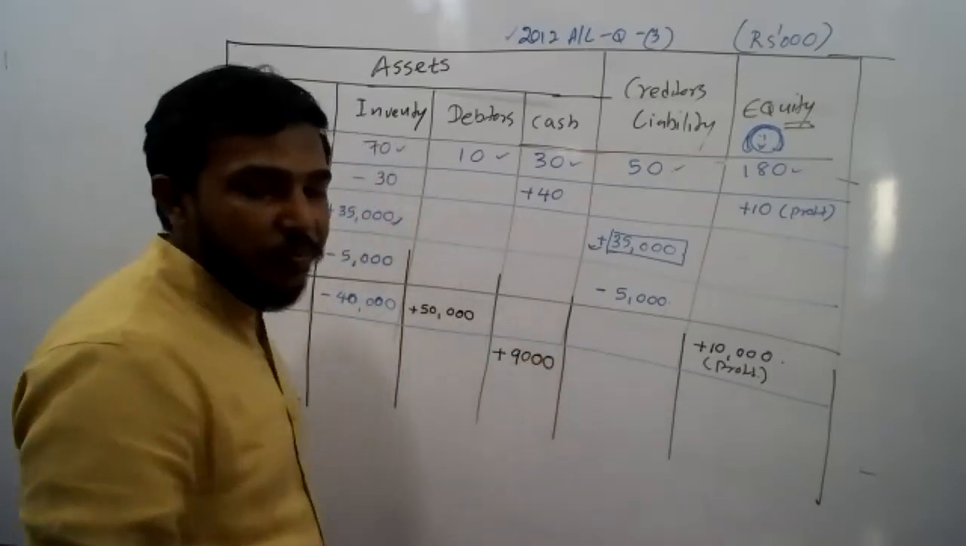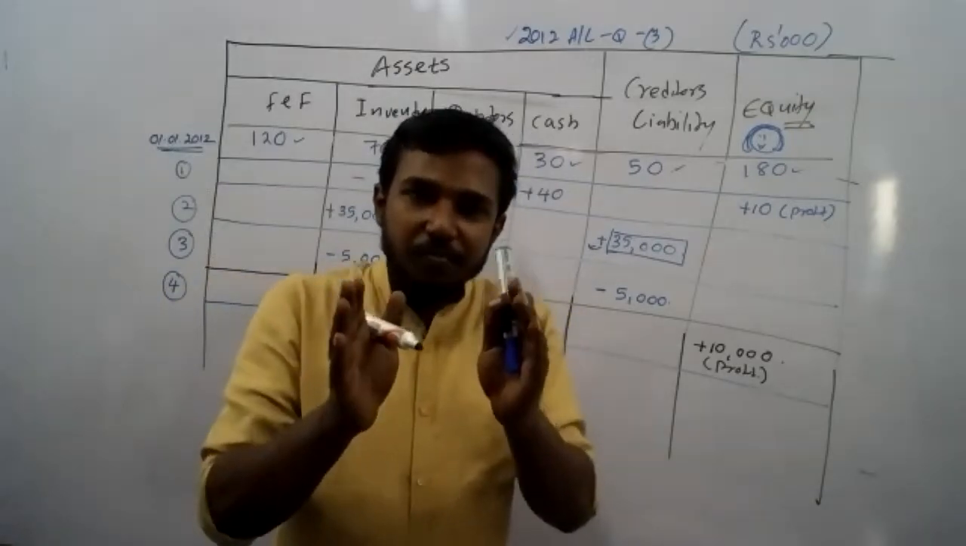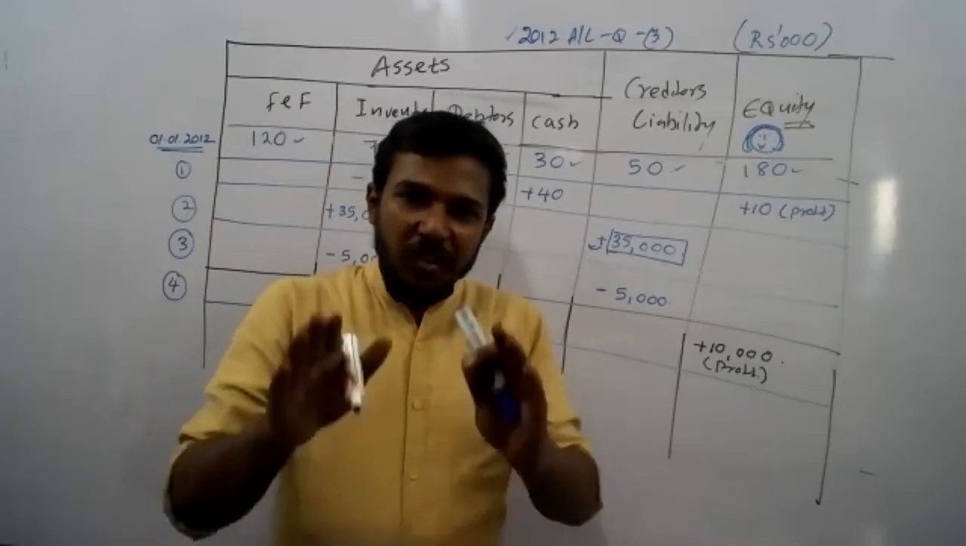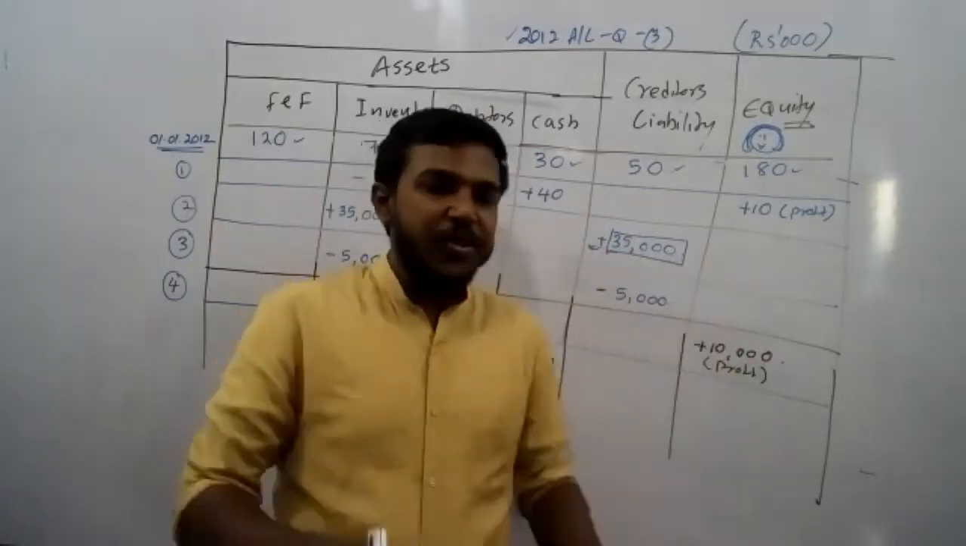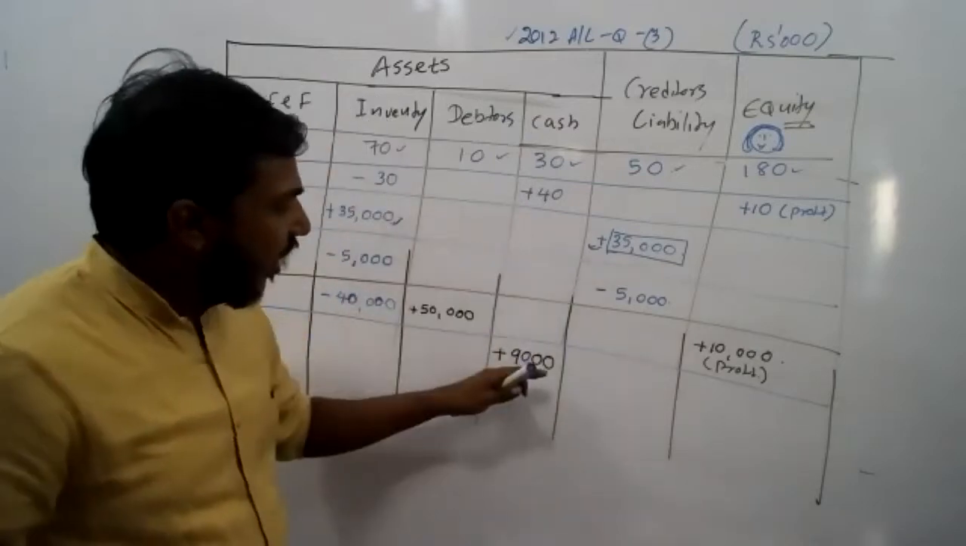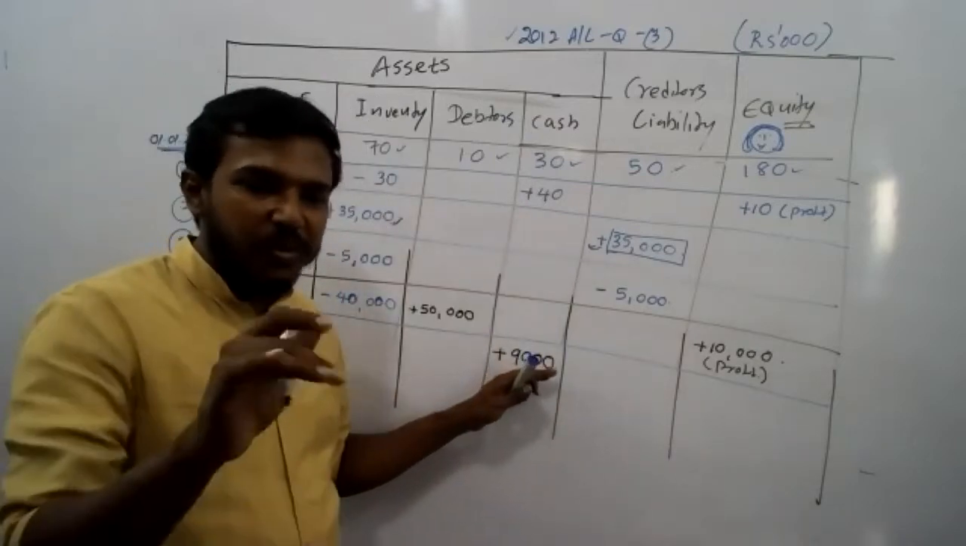That's why I told you, always think what's the impact for cash first. Then you can go for the rest. Right? First identify what's the impact for cash. So now the impact for cash is what? Cash has been increased by rupees 9,000.